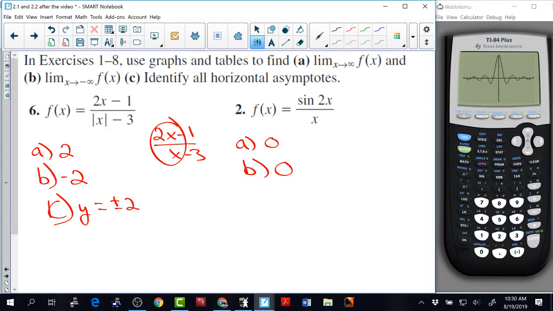Letter C, what are the horizontal asymptotes? Y equals 0. This one happens to be crossing that horizontal asymptote an infinite amount of times, but it is approaching that line. That's what an asymptote is. It approaches it. The definition of an asymptote never says it cannot cross. You don't ever cross vertical asymptotes, but you can cross horizontal, well, an infinite amount of times.